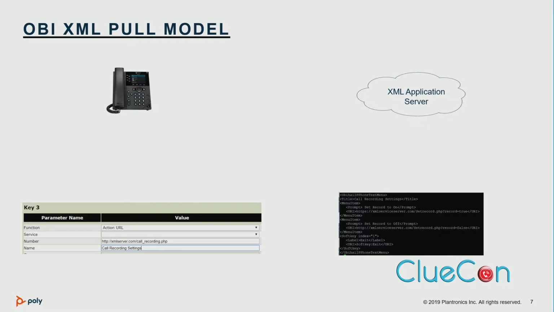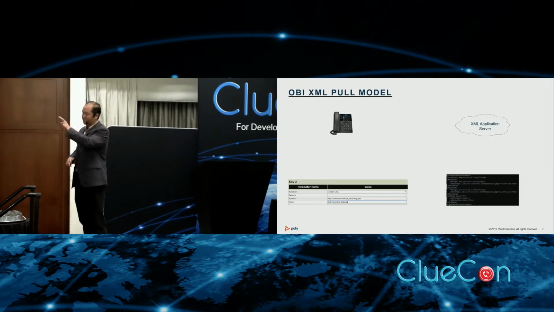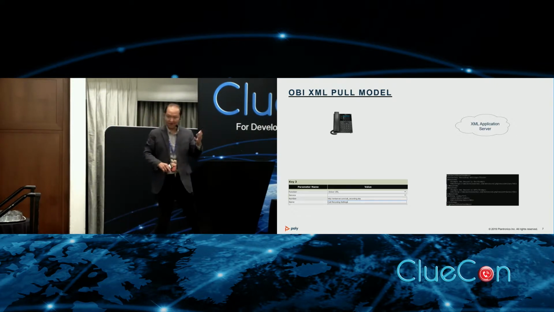You basically go into the phone and say, hey, I want this line key to be an option for me to turn on and off call recordings. One nice thing about our line keys is that there are 31 features that you're able to do on our line keys. It's not just a call appearance, not just a BLF, not just a call park. You could define that to be XML pull, and call it as call recordings, etc.